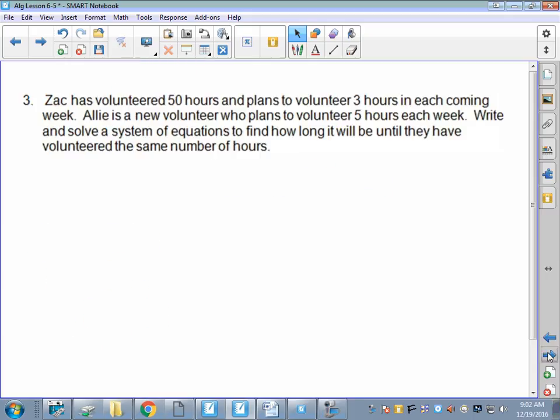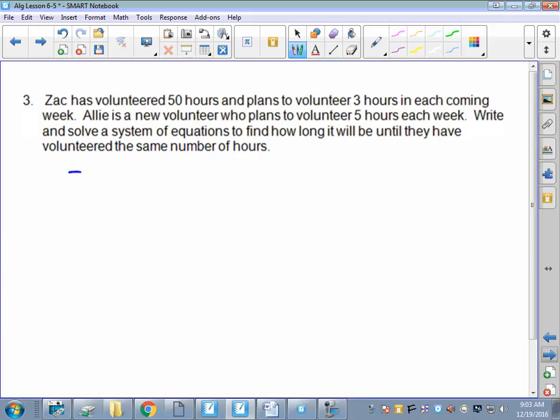Then we've got a word problem. Zach has volunteered 50 hours and plans to volunteer 3 hours in each coming week. Allie is a new volunteer, so she hasn't volunteered at all yet, but she plans to volunteer 5 hours each week. Write and solve a system of equations to find out how long it will be until they have volunteered the same number of hours.